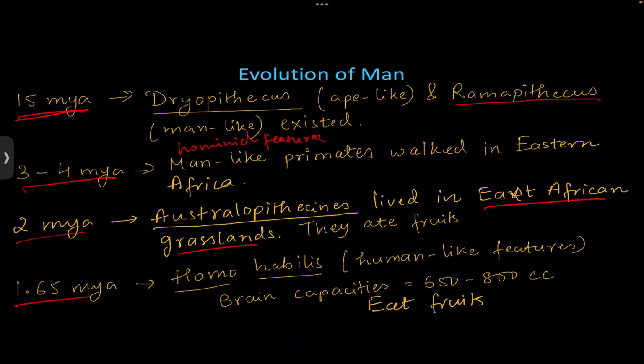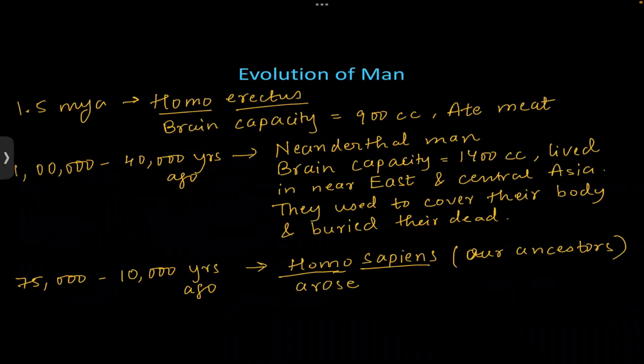Then 1.65 million years ago, Homo habilis. This particular species of human possessed more and more human-like characteristics, very similar to current day humans. They had a brain capacity of 650 to 800 cubic centimeters, that is the volume of the brain. Their main food source was fruits only. They didn't eat meat yet. Then 1.5 million years ago, Homo erectus evolved. They had a brain capacity of 900 cc, meaning a larger brain than Homo habilis, and they ate mainly meat, meaning they hunted animals and ate meat.